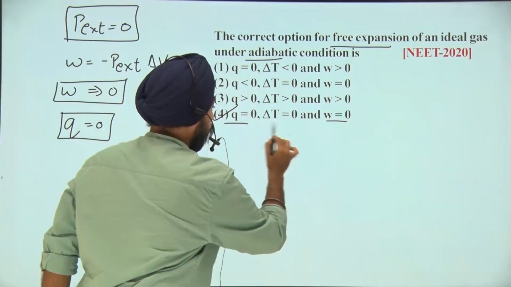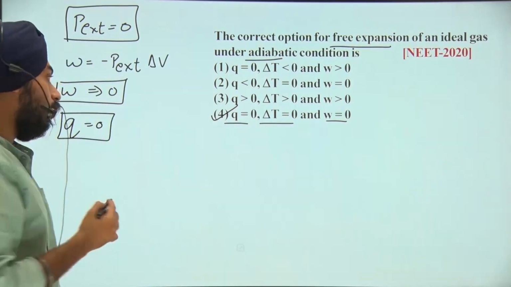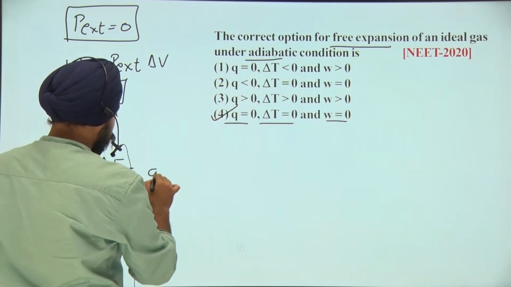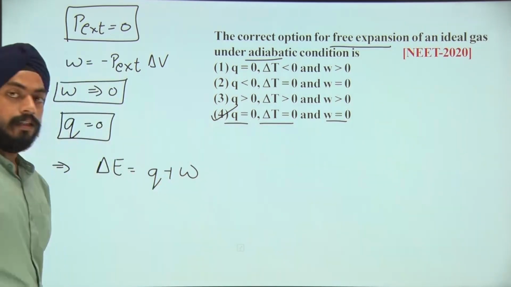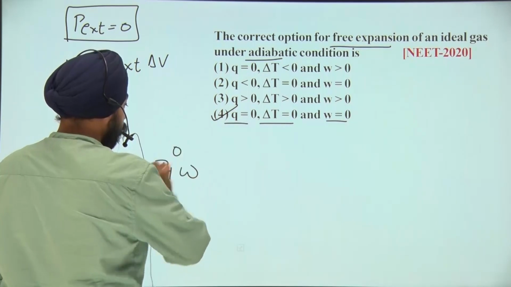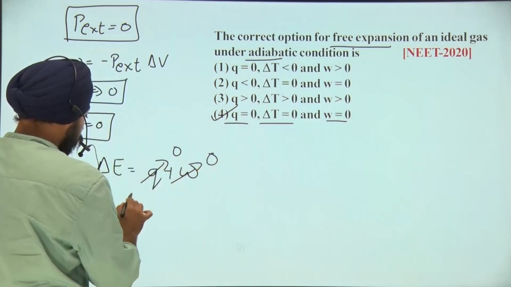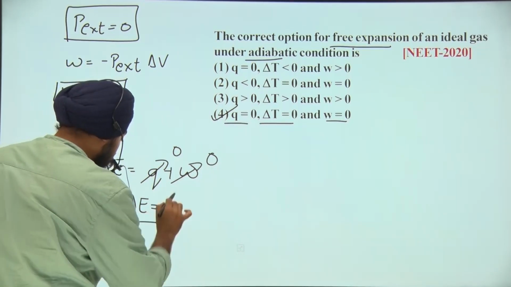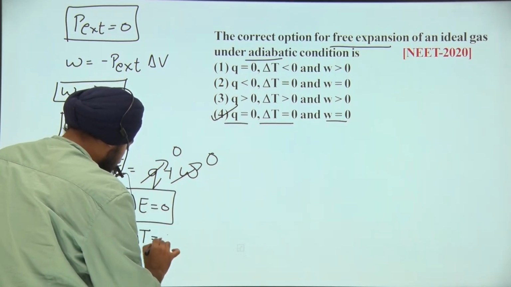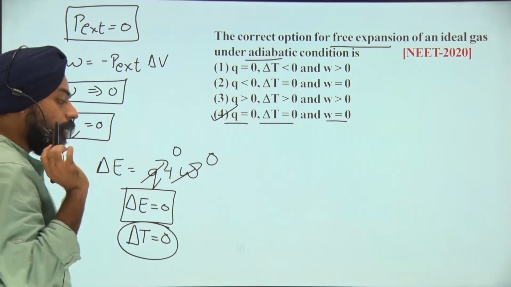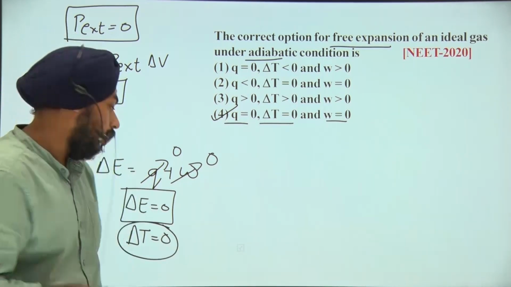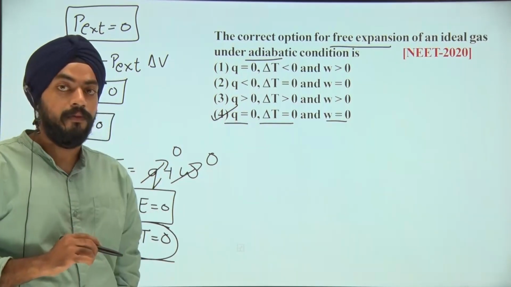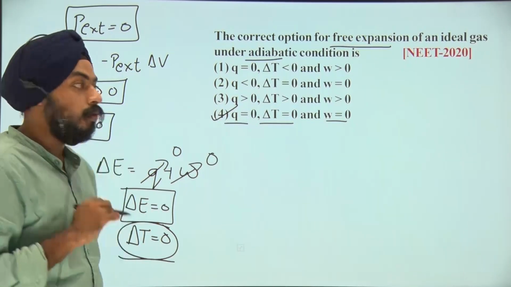And now, how come delta T is 0? Now students, we know that delta E is equal to Q plus W. If Q is 0 and W is 0, the value of delta E will be 0. And if delta E is 0, the value of delta T will also be equal to 0, because delta E is equal to nCv delta T. So from here delta T will also be 0. So the correct option will be option number 4, that is delta T is equal to 0.